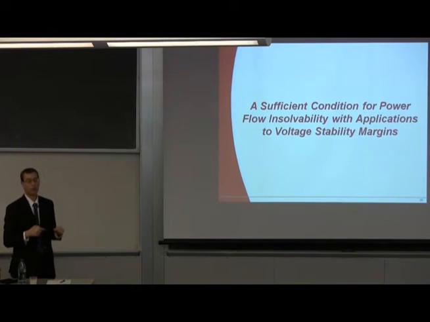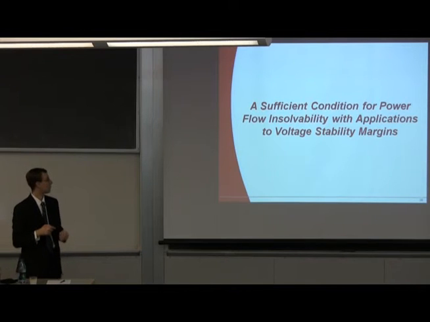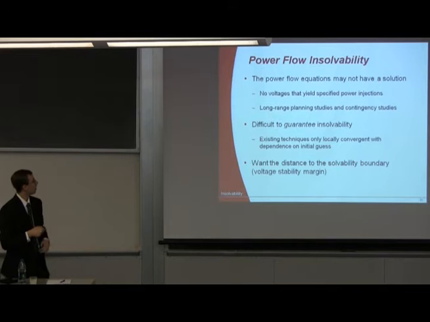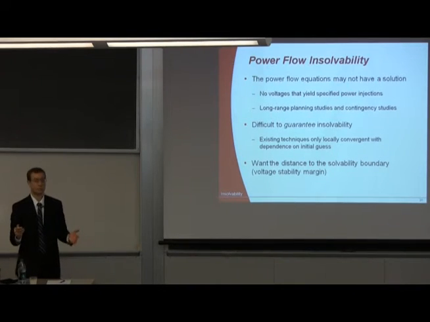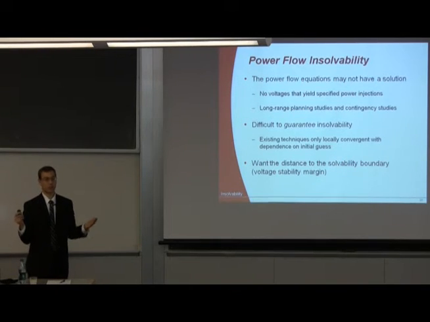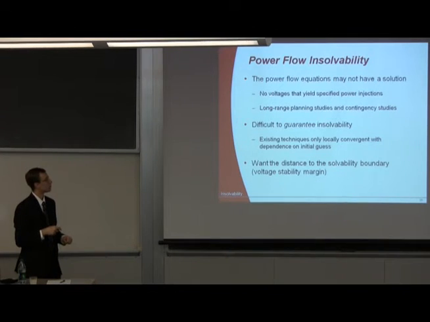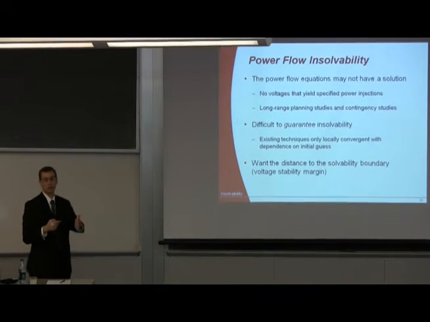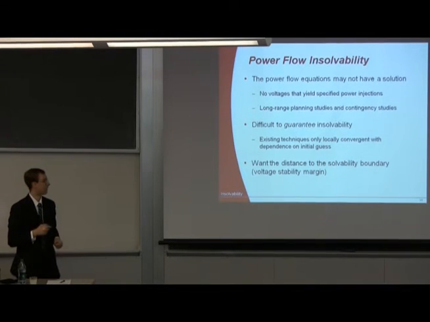Next, I'd like to talk about some reliability issues. So what we did here was develop a sufficient condition for power flow insolvability with applications to voltage stability margins. I'm going to describe these in a second. The key point is the power flow equations might not have any solution. These are nonlinear equations, and you can specify nonlinear equations that don't have a solution. What that means is that there are no voltage phasors on the network that give you the power injections that you specified.